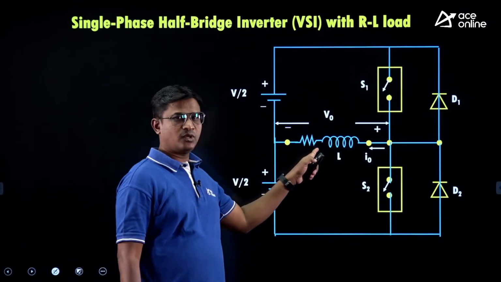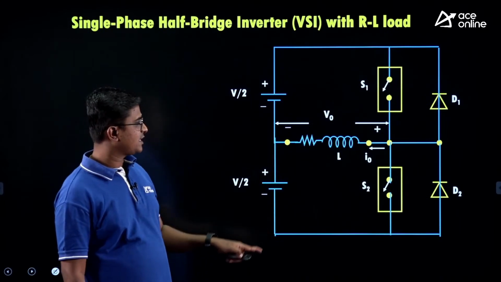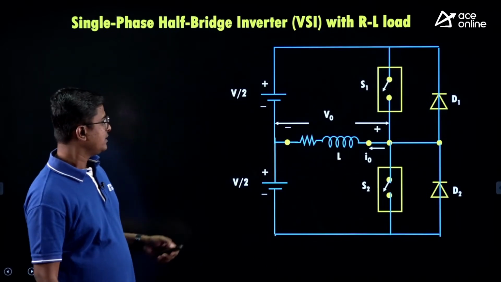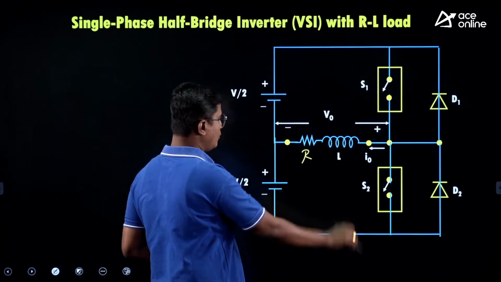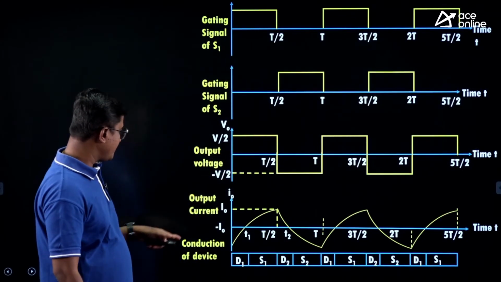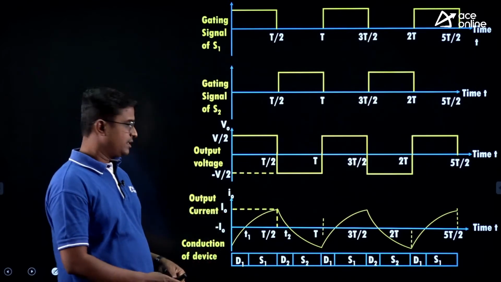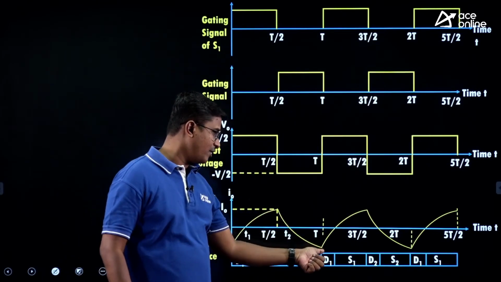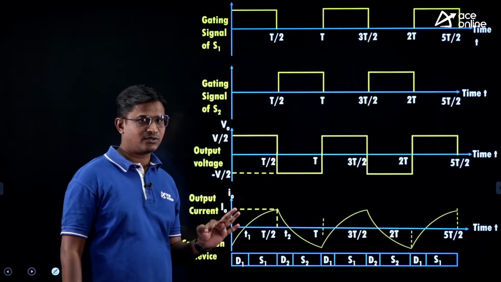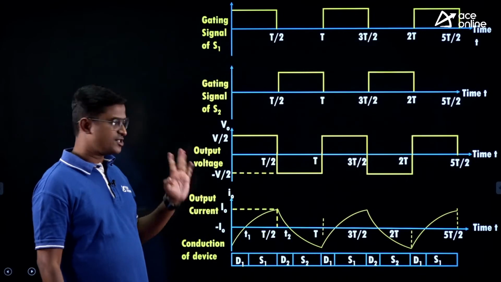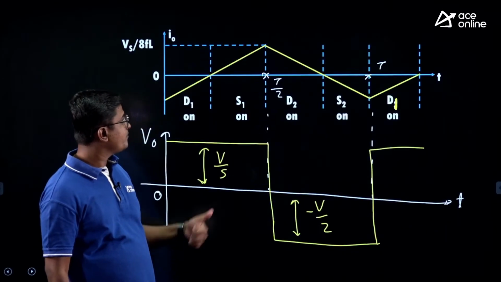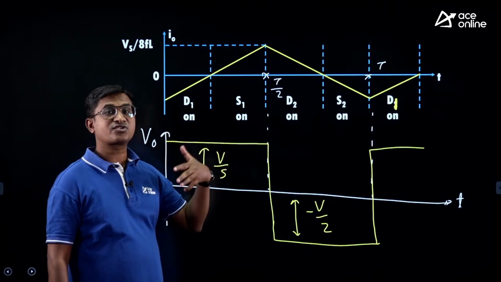for RL load, the load is now an RL load. Same circuit, the only thing is we have replaced the load branch with RL. Here the load voltage waveform will be the same as in the previous case. But the load current waveform is exponential rise, exponential fall, exponential rise, exponential fall type of waveform. So please understand these things. For RL load, it is this type of waveform. For L load, it is triangular. For R load, it is a square function.